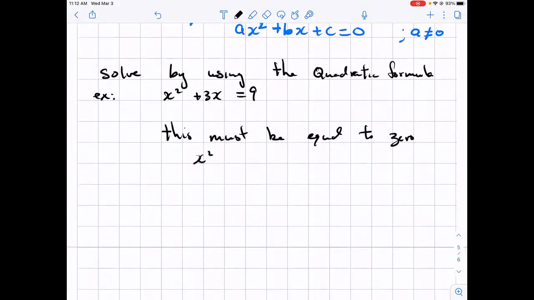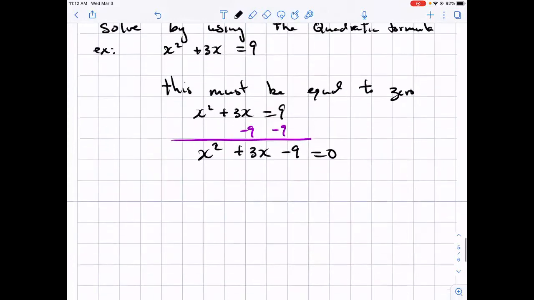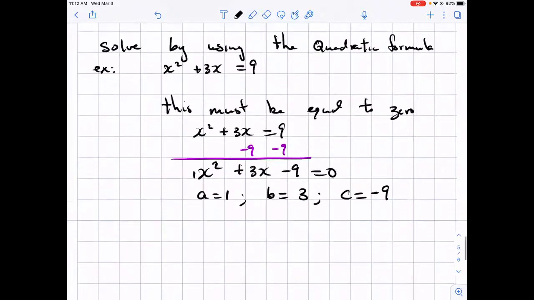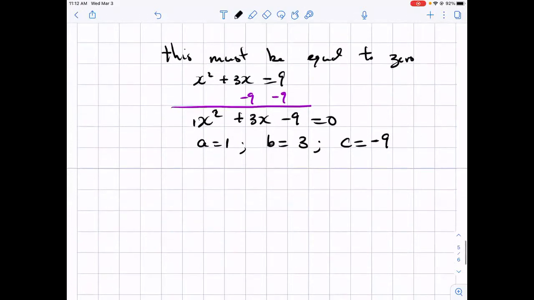So if we have x squared plus 3x equals 9, and we subtract 9 on both sides, this will leave us with x squared plus 3x minus 9 equals 0. So here now we have a is equal to 1, which is that coefficient, b is equal to 3, which is the middle number, and c is equal to minus 9. If you didn't move that 9 to the left side, you would have something else, so be careful.